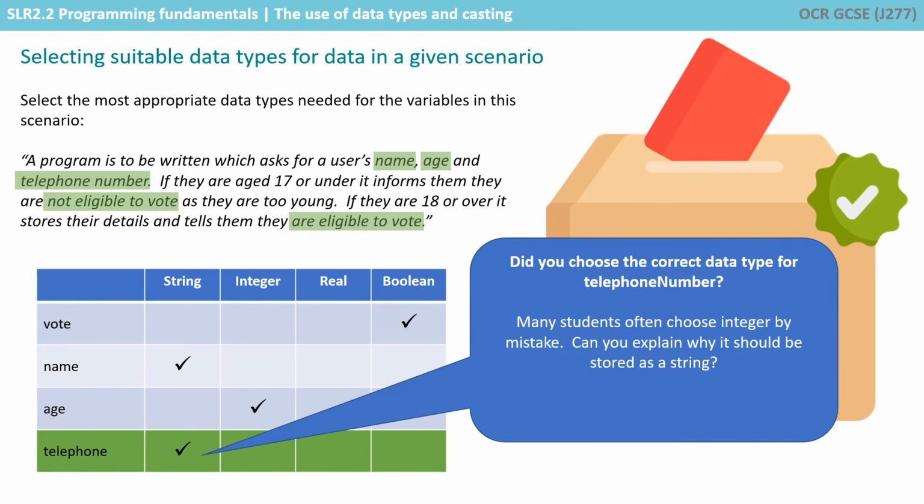Now let's just talk about that last one for a quick second. Many students often choose integer in the exams when they see telephone number. They think, oh yeah, telephone number, it's a string of numbers, I'll store that as an integer. Telephone numbers don't have fractional or decimal points. But that is wrong and it often catches people out. Can you explain why telephone number must be stored as a string?